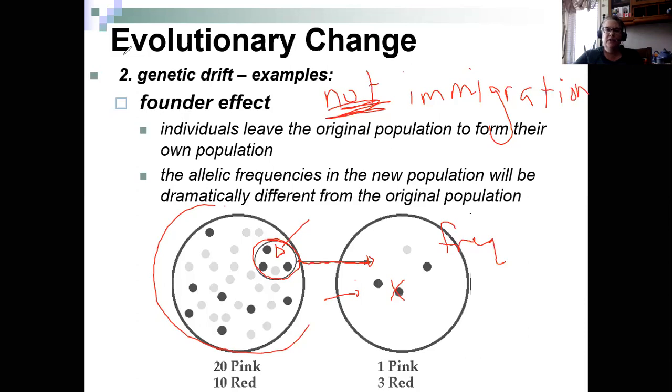Any questions about bottleneck effect or founder effect? Okay. All right, we'll move on here.